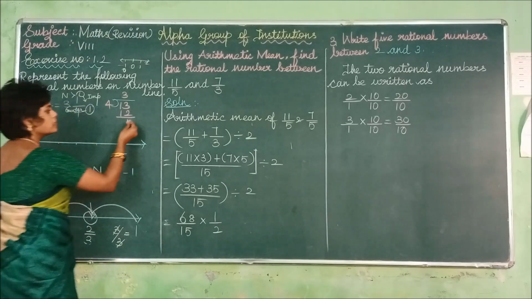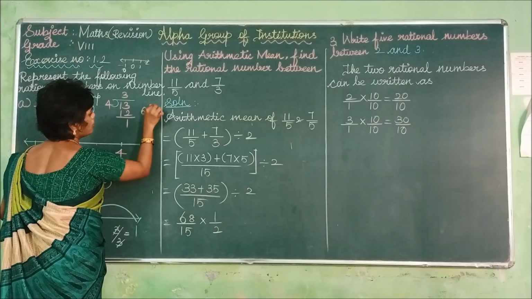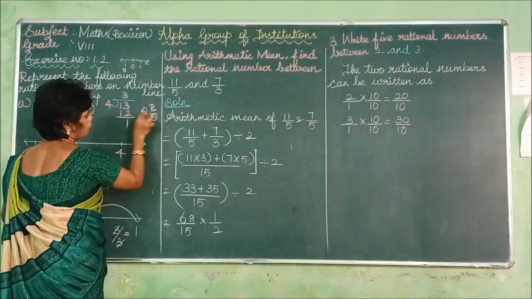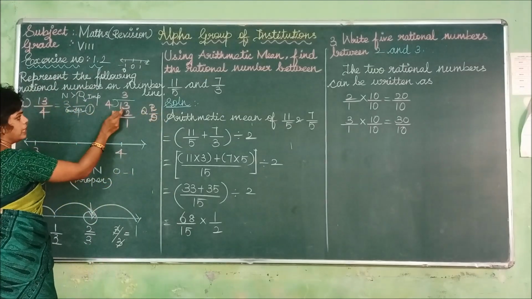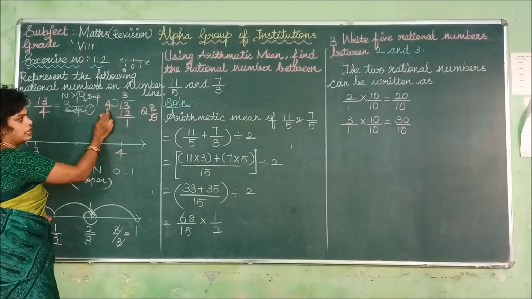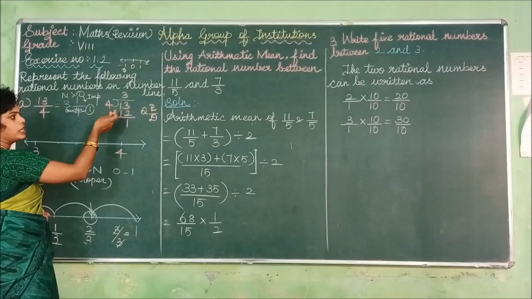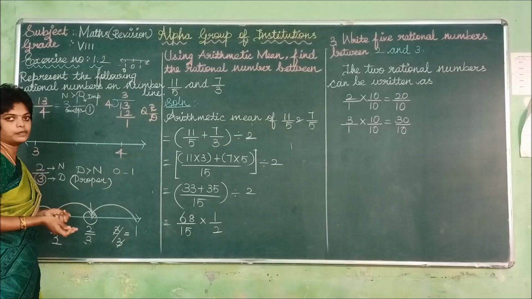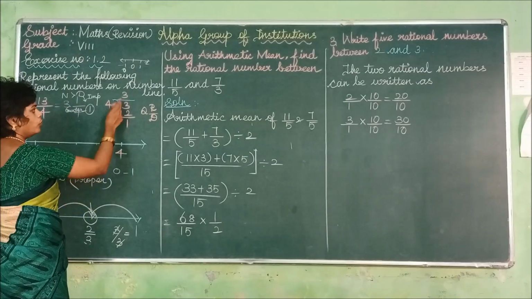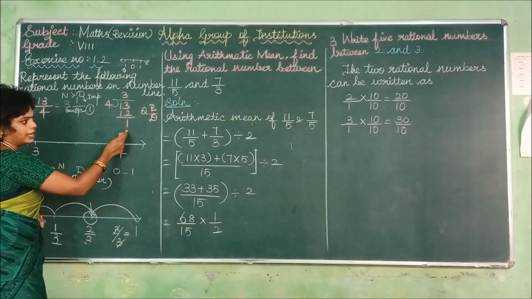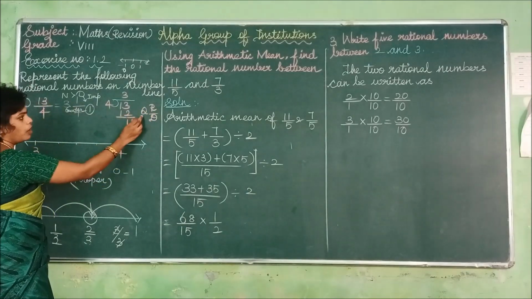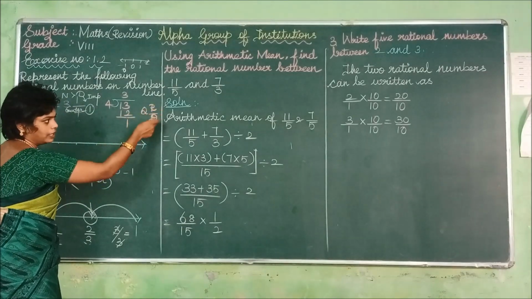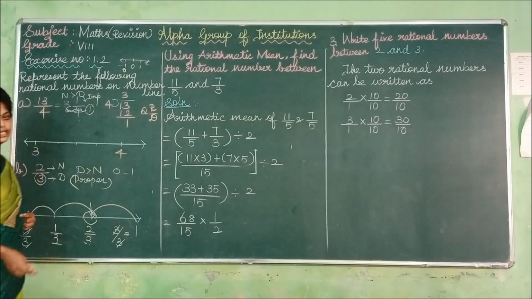Mixed fraction means it is in the form of Q R by D: quotient, remainder, divisor. So divide 13 by 4. How many 4s are in 13? 13 does not come in the 4 table, so 4 into 3 is 12. Our remainder is 1. So you can change 13 by 4 and write it in the form of Q R by D, quotient, remainder, divisor. This is called a mixed fraction.